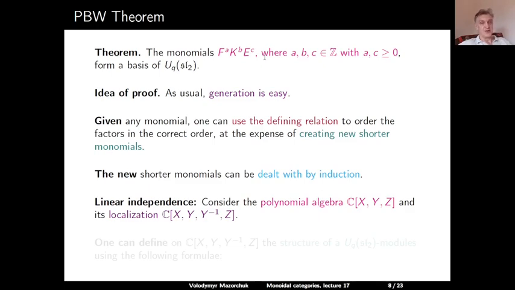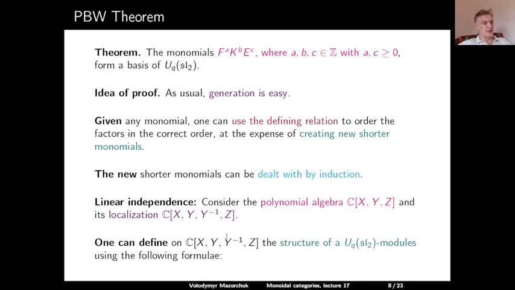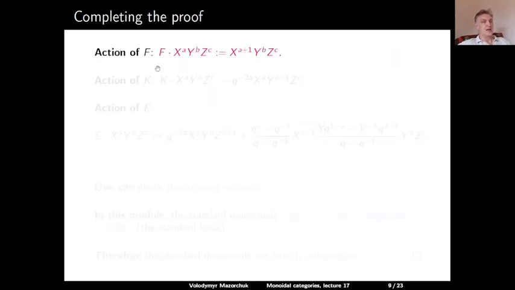The trick is linear independence, and in order to prove linear independence, one usually defines a representation of the algebra where all these monomials send some fixed vector of the representation to linearly independent vectors. To construct such a representation, consider the polynomial algebra in 3 variables x, y, and z. And let us localize the variable y. And we define on this localization the structure of the module over our quantum algebra using the following formula. So F acts simply by raising the power of x by 1.